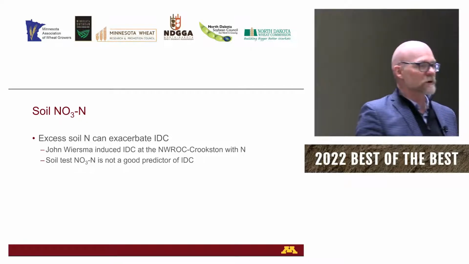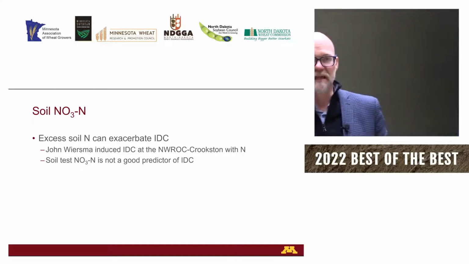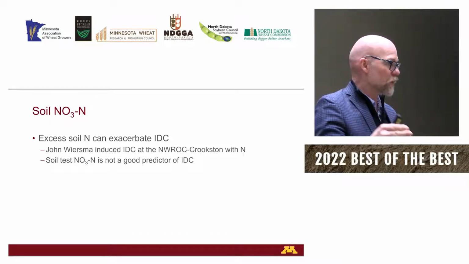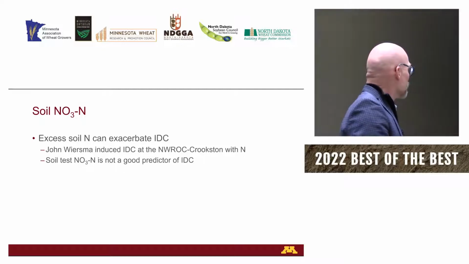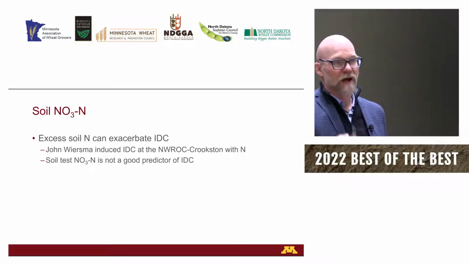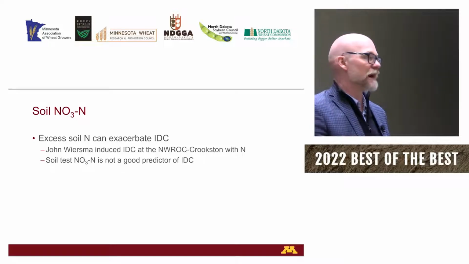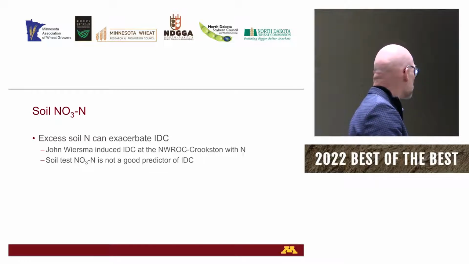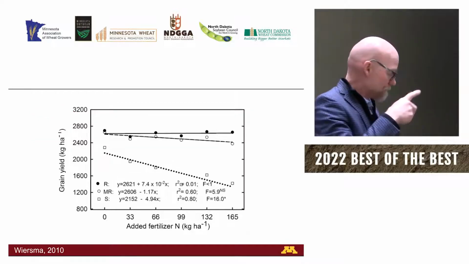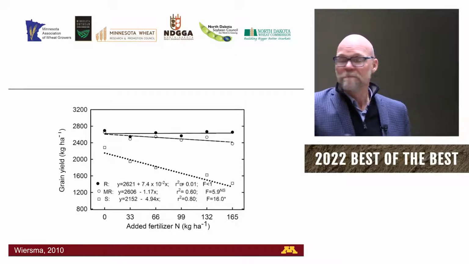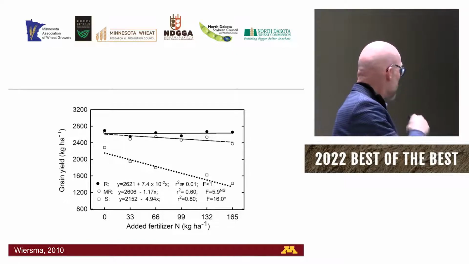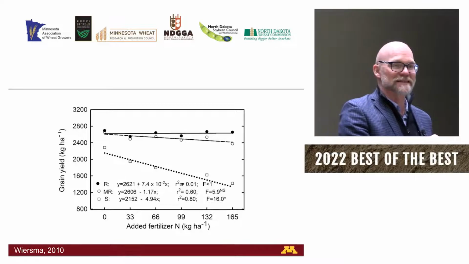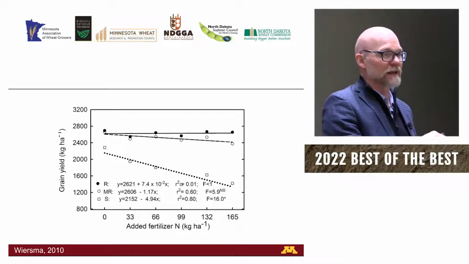At the same time, John Wiersma over in Crookston was doing some of the same work, really interested in IDC, on the iron side. But the station over in Crookston doesn't get good IDC symptomology. He was able to create it using extra N applied in the spring. I think Angie may have shown this during a breakout, but this figure shows the top 2 lines are resistant and moderately resistant varieties for IDC, and the bottom line is a susceptible soybean line for IDC.